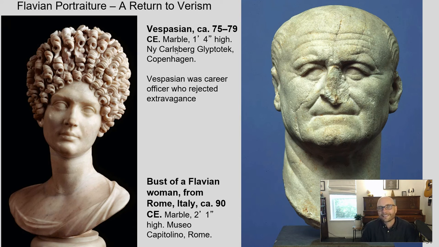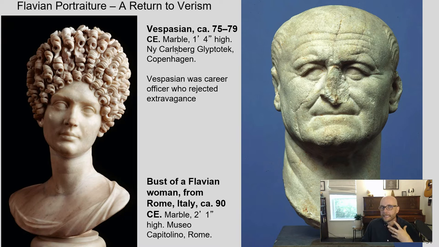Another significant change we see in this period is a return to verism. Remember, one of the things that happened when Augustus became emperor was that all of a sudden the sculpture, the statuary, became very idealized. Everybody became youthful and strong and godlike. But Vespasian, who was not really into the whole pomp and circumstance of being an emperor, was a career military man. And he was much more down to earth.